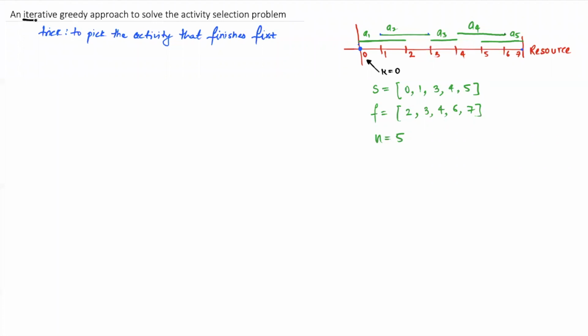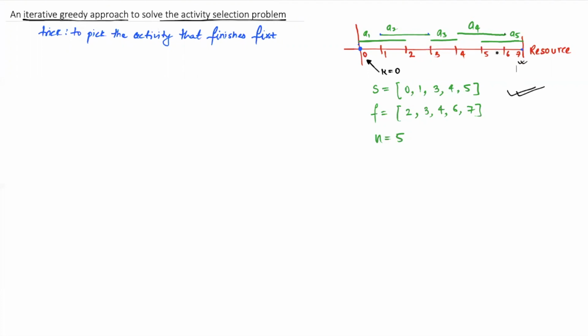In this video, I will discuss the iterative greedy approach to solve the activity selection problem. The iterative greedy approach is the simple yet most effective solution to the activity selection problem.